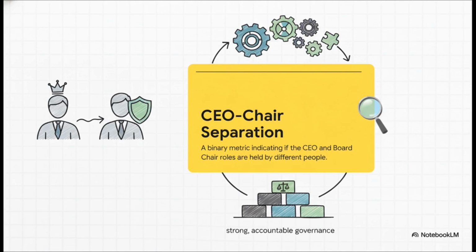Now, this one sounds a little technical, but it is a huge deal. Is the CEO also the chairperson of the board? If the answer is no, that creates a super important check on power. It helps ensure the board, which is supposed to represent shareholders, can actually provide independent oversight. It's a cornerstone of good governance.